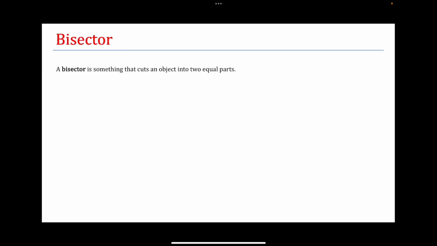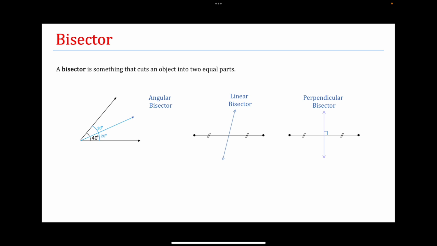Bisector. A bisector is something that cuts an object into two equal parts. Dividing an object into two equal parts is called bisecting. Here we have three types of bisectors. One is an angle bisector. The angle is divided into two equal parts. 40 degrees is divided into two parts, 20 degrees and 20 degrees. So the blue line is called the angle bisector.